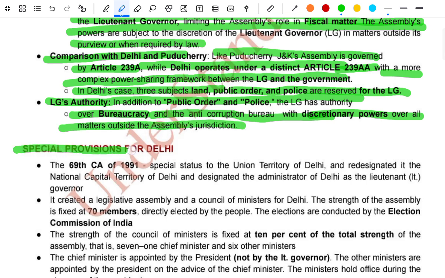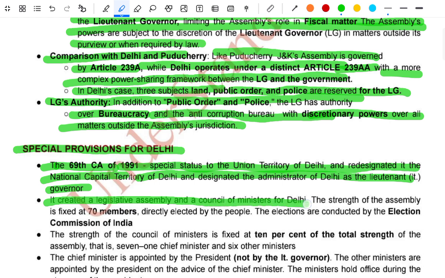A special provision for Delhi: the 69th Constitutional Amendment of 1991 designated the union territory of Delhi as the National Capital Territory of Delhi and designated the administrator of Delhi as the Lieutenant Governor. It created the Legislative Assembly for Delhi. The strength of the assembly is fixed at seventy members, directly elected by the people. The elections are conducted by the Election Commission of India.